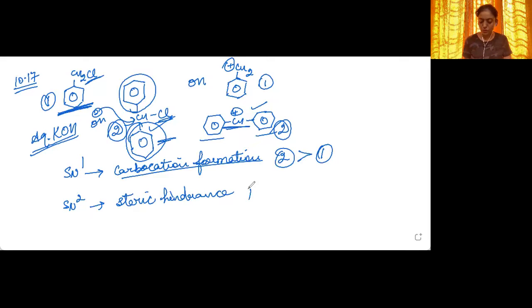So here the first one will be more reactive than the second one, because in the first one there is less steric hindrance, but in the second one there is more steric hindrance because of two bulky groups. Hope this is clear to you. So if we are considering SN1 mechanism, we need to see the stability of the carbocation intermediate that will be formed. And if we need to see the reactivity towards SN2 mechanism, then we need to see the steric hindrance. Greater the steric hindrance, lesser is the reactivity.